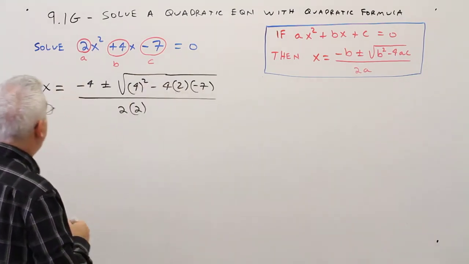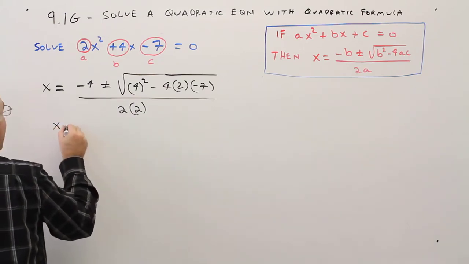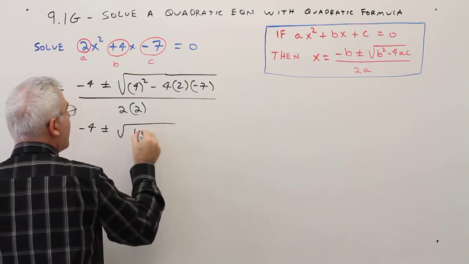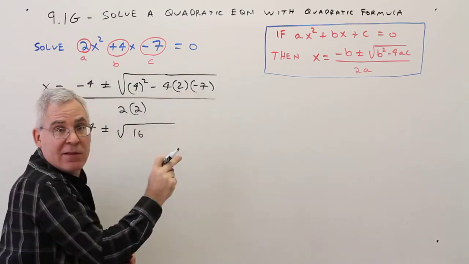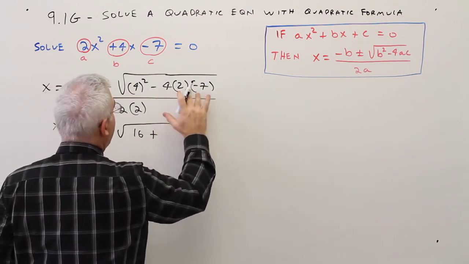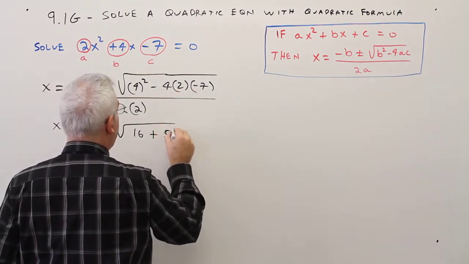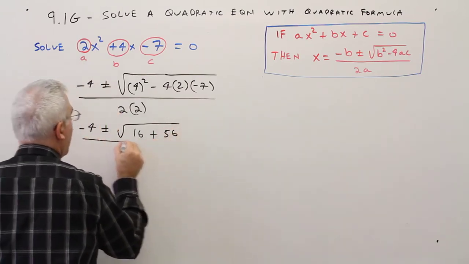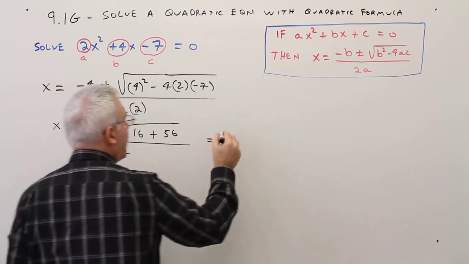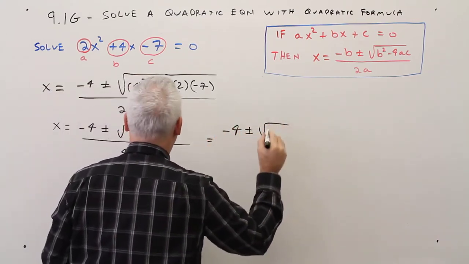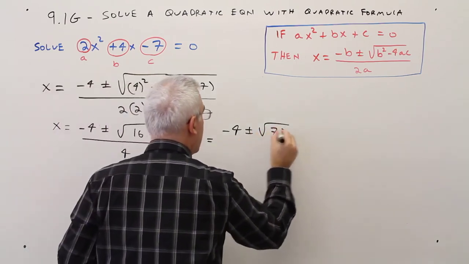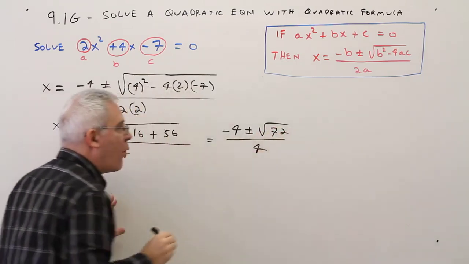Okay, so I'll work this out. So x equals negative 4 plus or minus the square root of 16. A minus is a positive. And then that's going to be 8 by 7, 56, all over 4. All right? So that equals negative 4 plus or minus the square root. That's going to be 72, all over 4.